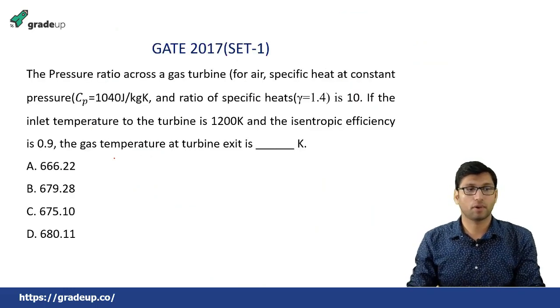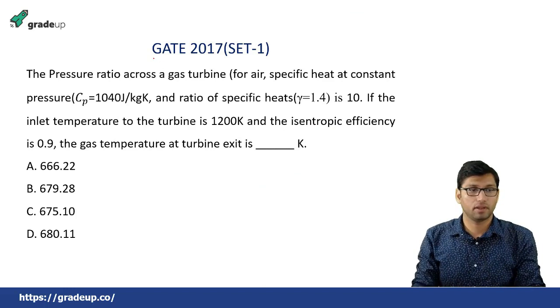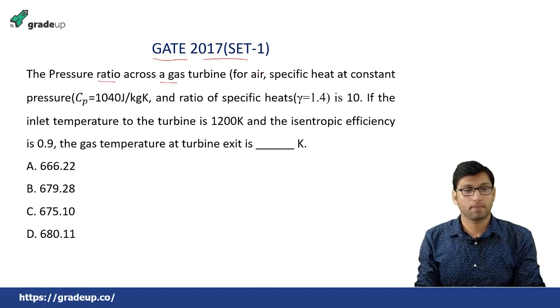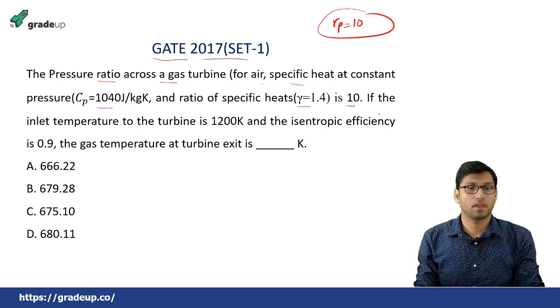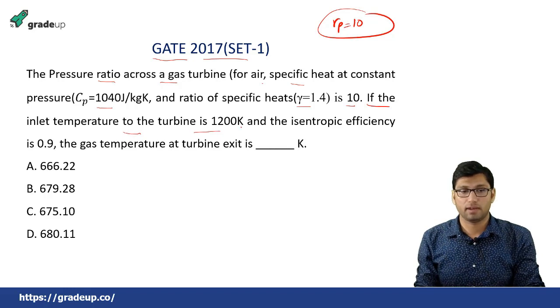Now the next question is from GATE 2017 set 1. In this question it is given that the pressure ratio across a gas turbine for air having specific heat of 1040 and ratio of specific heat as 1.4 is 10. That is, pressure ratio is given to you, 10. If the inlet temperature to the turbine is 1200 Kelvin and the isentropic efficiency is 0.9, then you have to find the gas temperature at the turbine exit.